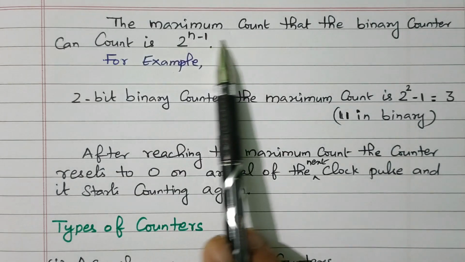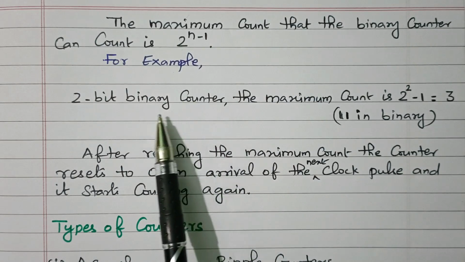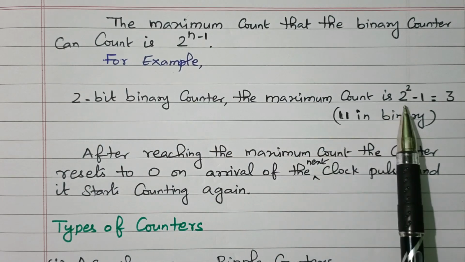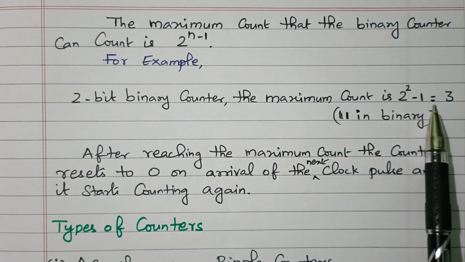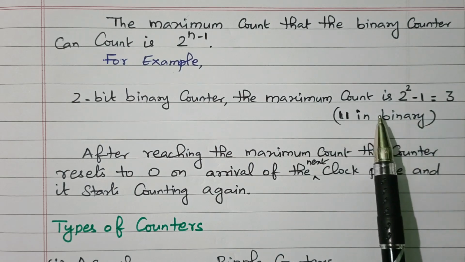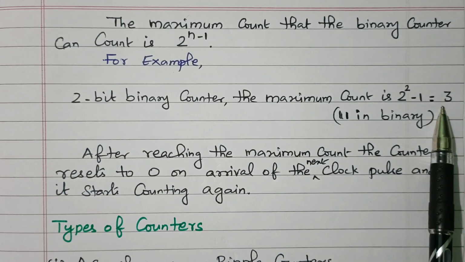So the maximum count that a binary counter can reach is 2 to the power n minus 1. For a 2-bit binary counter, the maximum count is 2 to the power 2 minus 1, that is equal to 3, right? So there are 3 counts that will occur. So for a 2-bit counter we have 3 counts occurring.